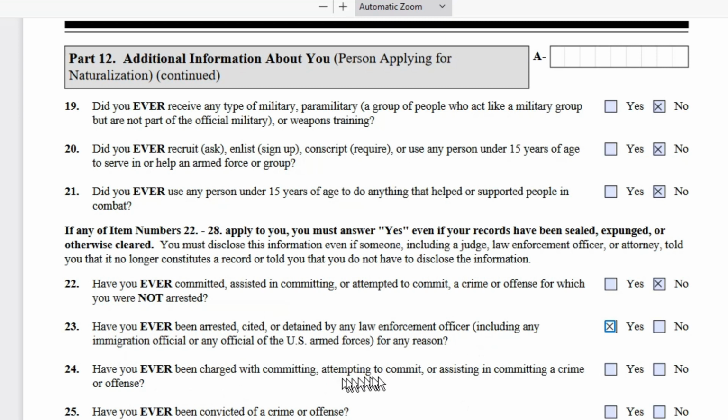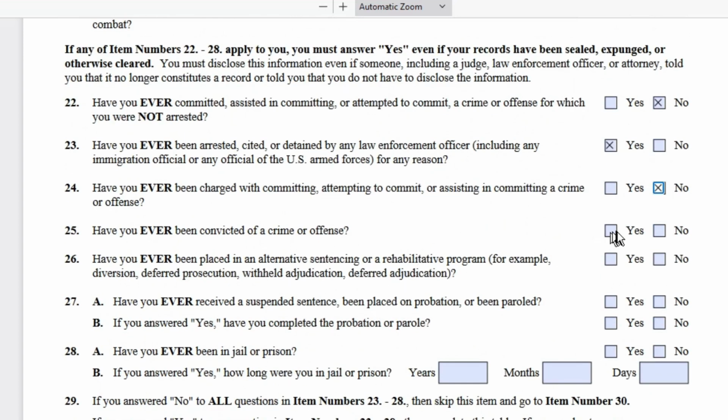Have you been charged with or attempted to commit or assist in a crime or offense? Well, hopefully no. Have you committed any crime? If you did, then again, like I said, you need to bring the final disposition of the court. We're going to put no here. Alternative sentencing that relates to being arrested. Have you received a suspended sentence? No.